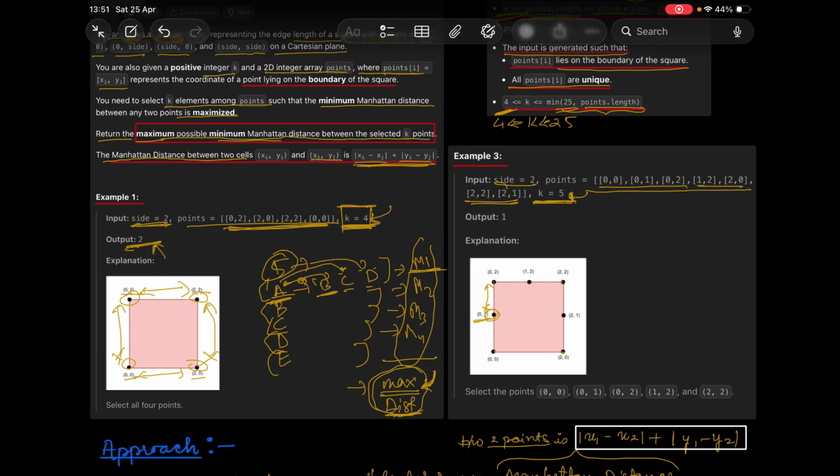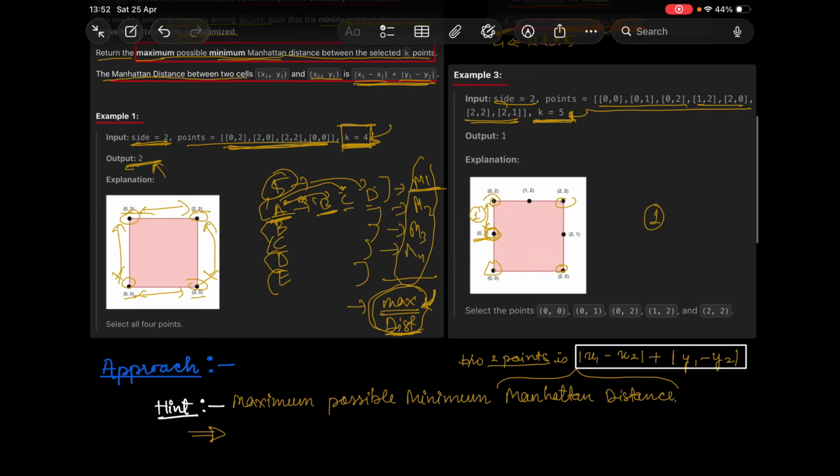Otherwise, if you have to pick just 4 points, we could have simply picked this one, this one, this one, right? But now, since among the remaining 3 points you have to pick the fourth one as well, any way we pick, the minimum distance will be 1 for this point. And since for this point it is 1, the maximum altogether would be 1 only.